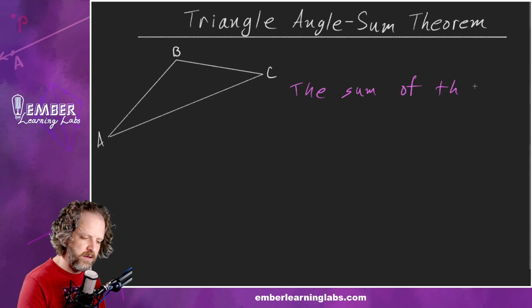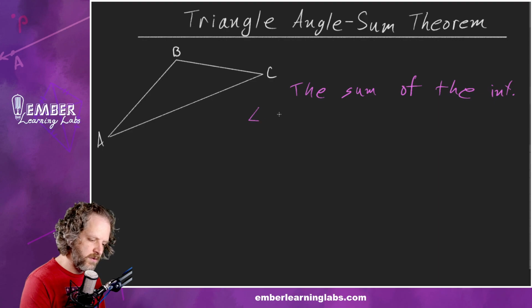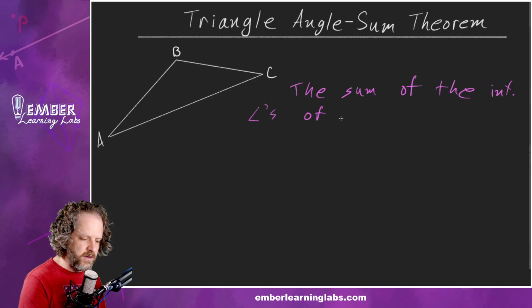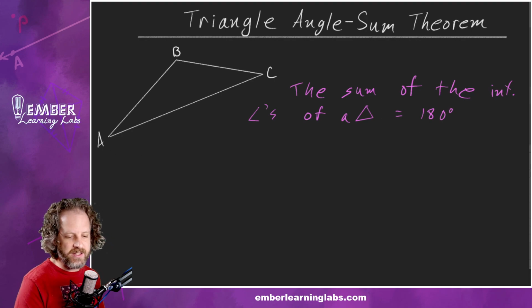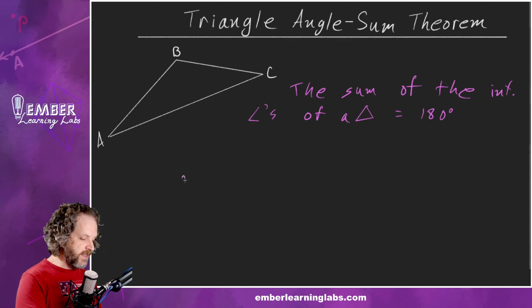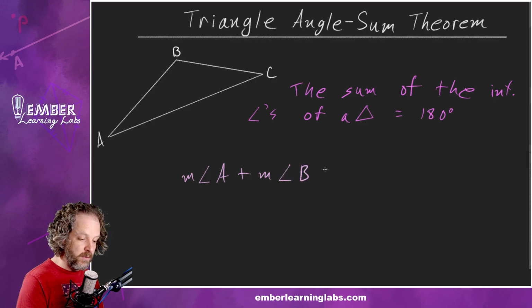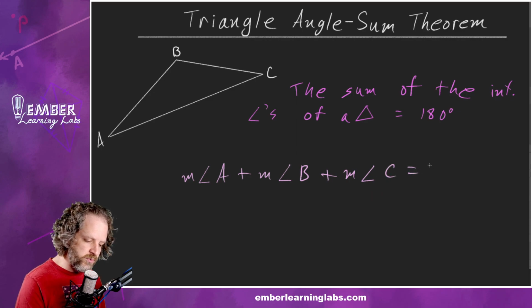of the interior angles of a triangle equal 180 degrees. So if we were to label that with this triangle here in mind, what that would say is that the measure of angle A plus the measure of angle B plus the measure of angle C equals 180.